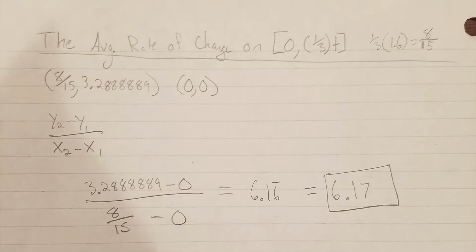We found the average rate of change on the interval 0 to 1/3 of our total time, which came out to be 8/15 of a second. To find the average rate of change, we did y2 minus y1 over x2 minus x1, which was, when I plugged in 8/15 into our equation, 3.2888889 minus 0 over 8/15 minus 0, which came out to approximately 6.17.